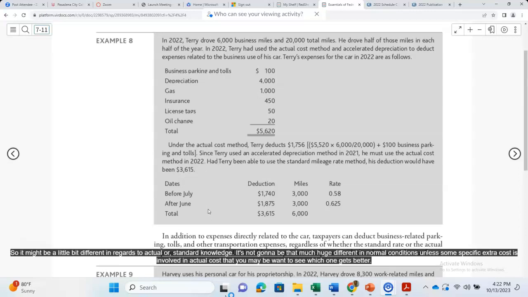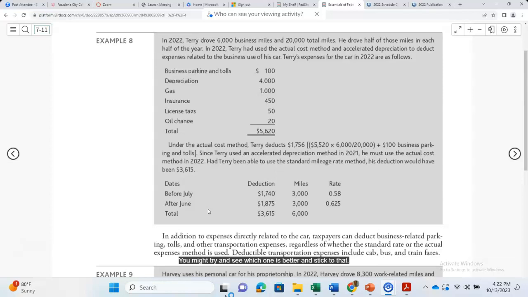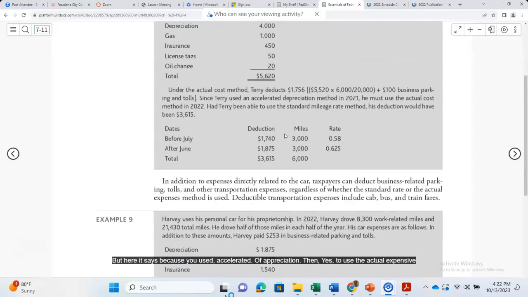So it might be a little bit different in regards to actual or standard mileage. It's not going to be hugely different in normal conditions, unless some specific extra cost is involved in actual cost, where you maybe want to see which one gets better results. You might try and see which one is better and stick to that. But here it says because he used accelerated depreciation, then he has to use the actual expenses.